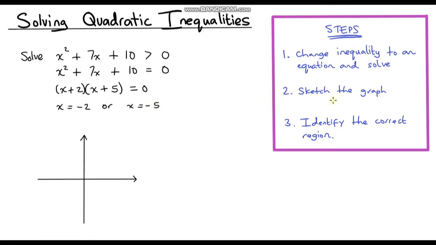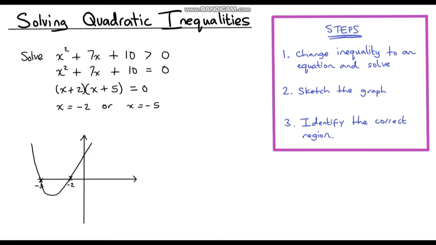And now we can sketch our graph. So let's first of all plot our two roots. So we have x equals negative 2. Let's say that's over here, negative 2. And let's say we have negative 5, which is over here. And just like before, it's going to be a U shape because we've got a positive coefficient. So it's going to look something like that.